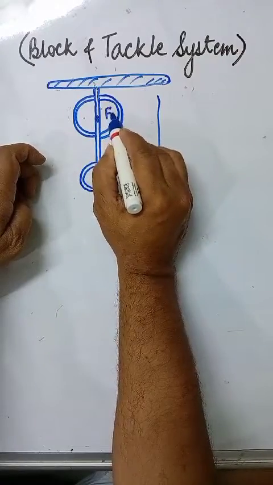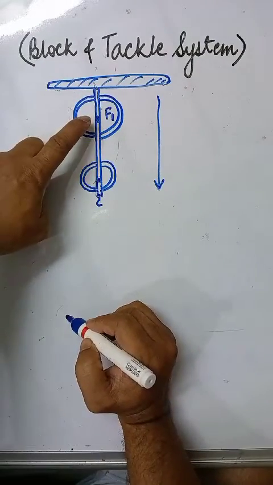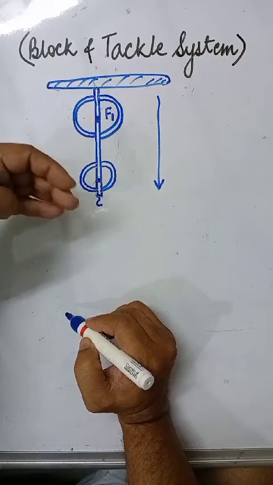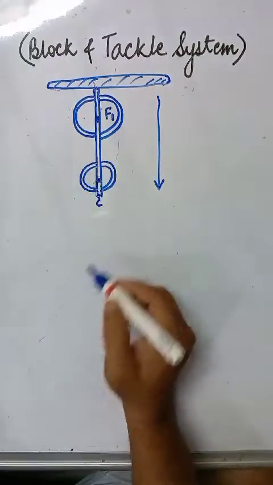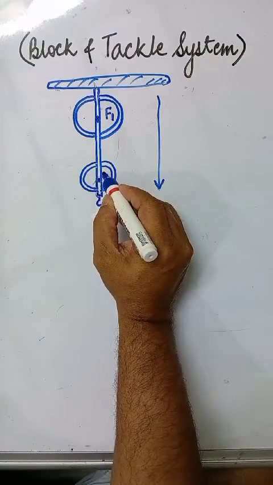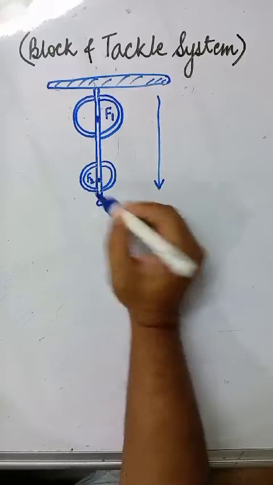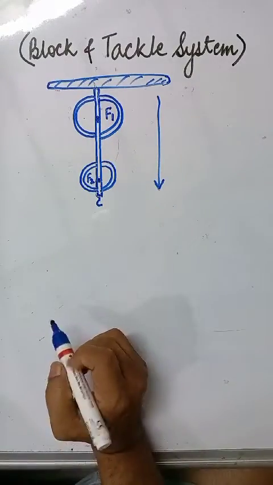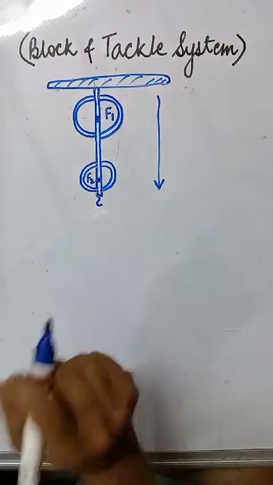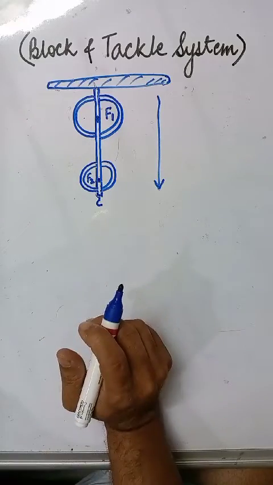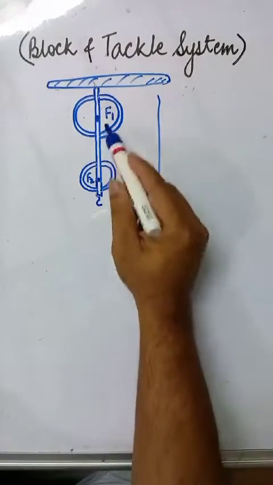So let me call that F1. This is a fixed pulley. Why? Because it cannot move up and down. Its axis of rotation is fixed. Similarly over here I can say that this is F2, which is the second fixed pulley. This pulley also cannot go up and down. Now the sizes have to be different.